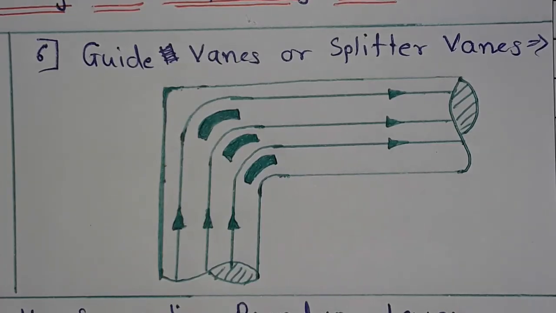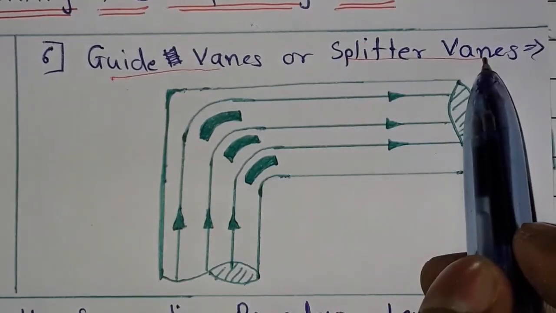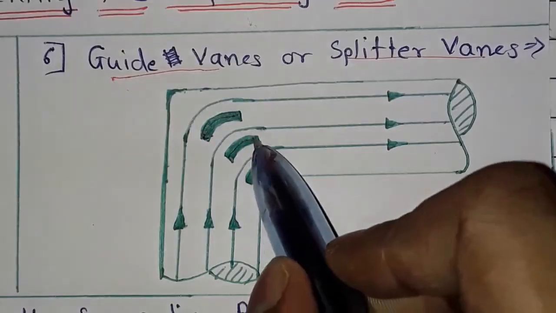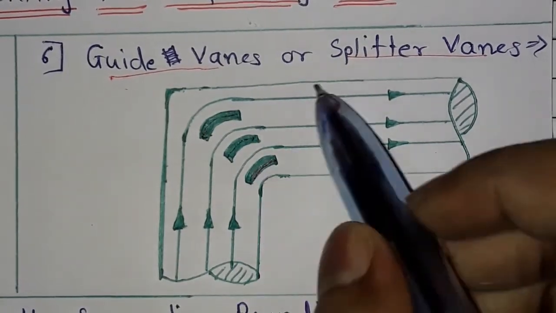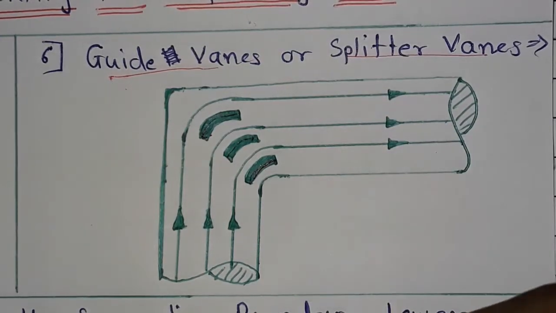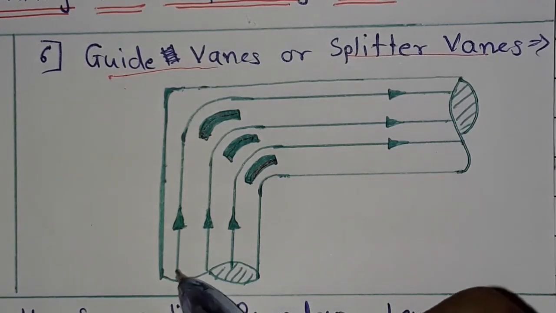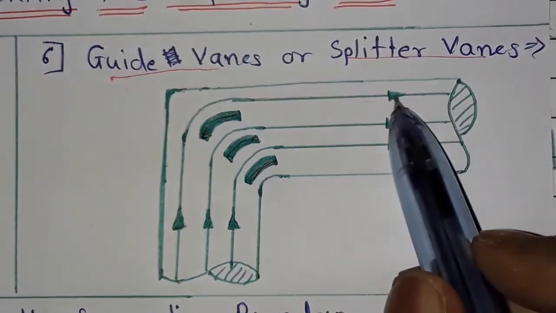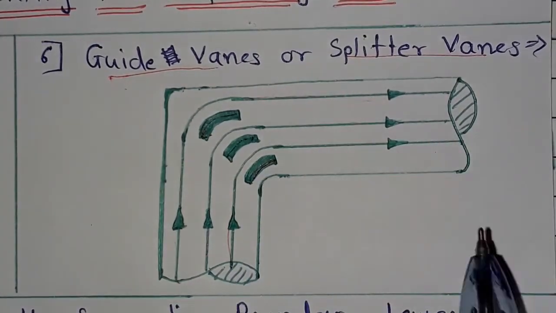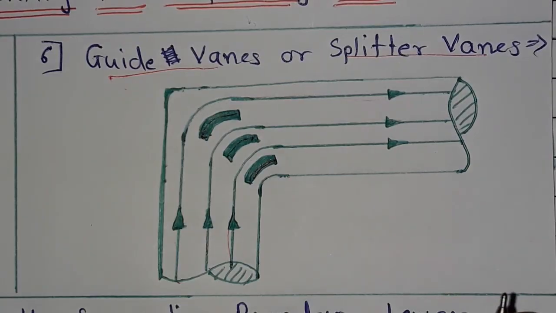Next is, friends, guide vanes or splitter vanes. Friends, we can provide guide vanes like this in the elbow or in the pipe to avoid the separation. Because of these guide vanes, the flow will be guided in a particular direction, and there is prevention of the boundary layer from separation.